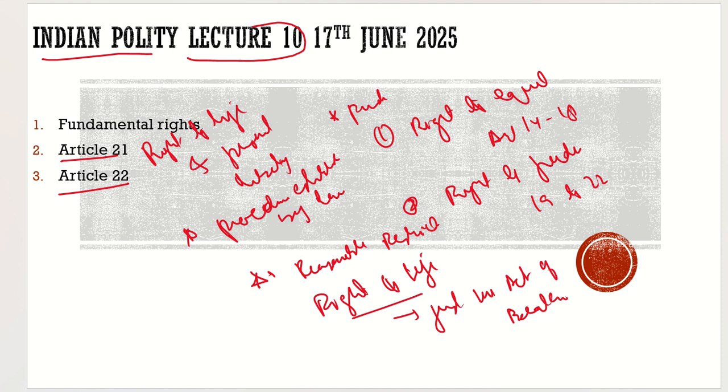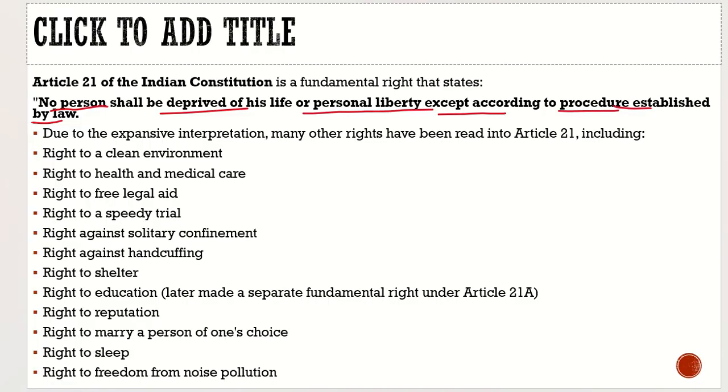We can infer many things from this article. And it has been done by the judiciary through the principle of judicial creativity. By invoking judicial creativity, they have inferred many rights from article 21. Like here we have given you the right to a clean environment.